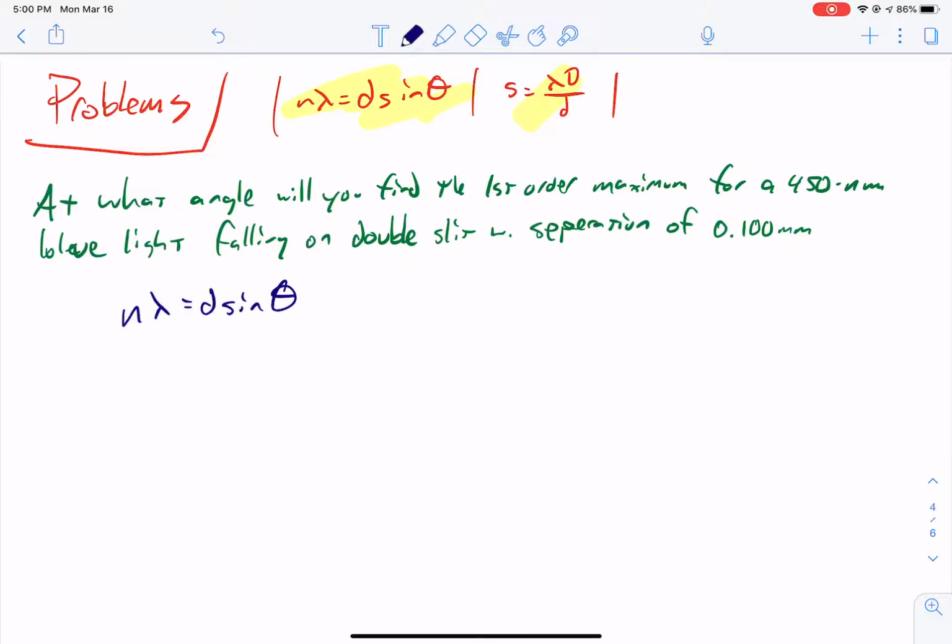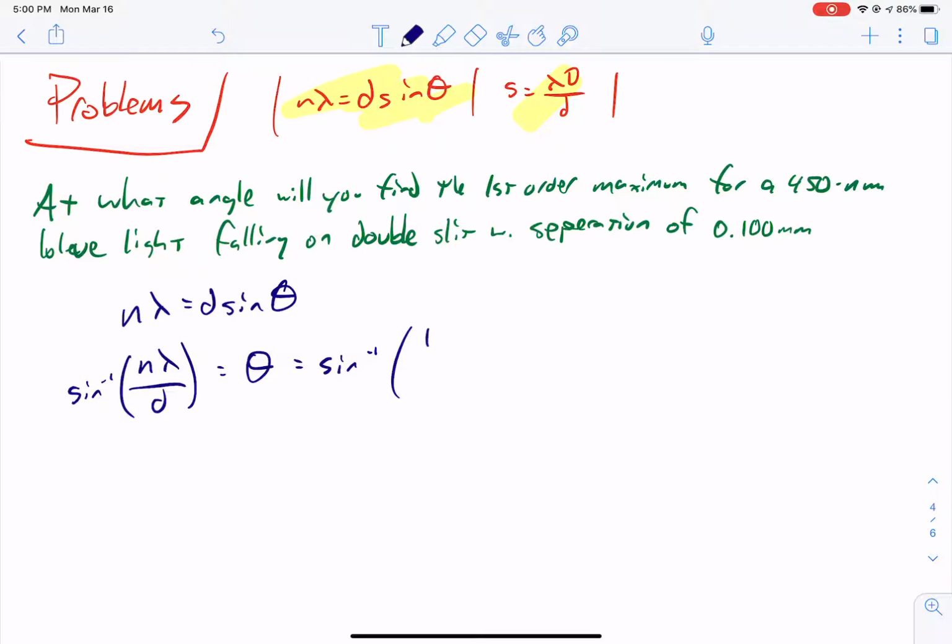Now I'm solving for theta, and so I can divide by d and take the inverse sine of both sides. That's going to help us get rid of the sine because the inverse sine of sine is simply theta. And from there, it's just a matter of working out the math. Inverse sine of n lambda over d, remember n is any whole number. In this case, the problem wants the first order maximum. The first order maximum has an n value of 1.